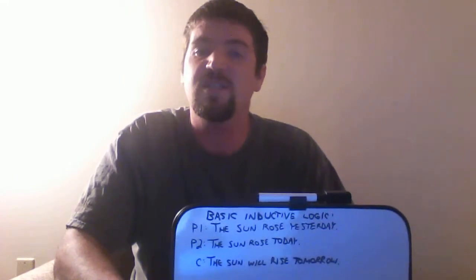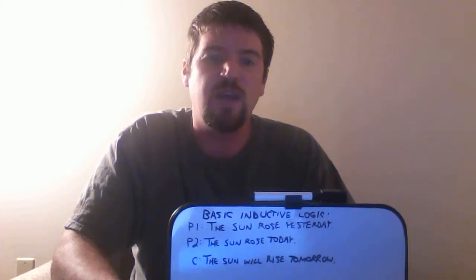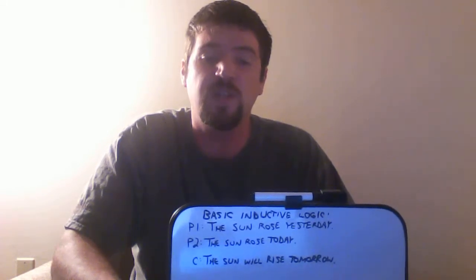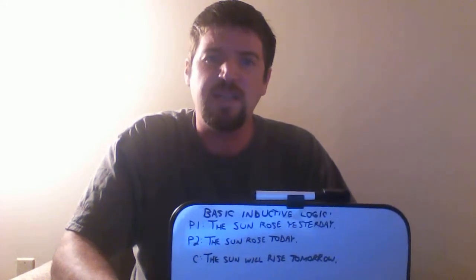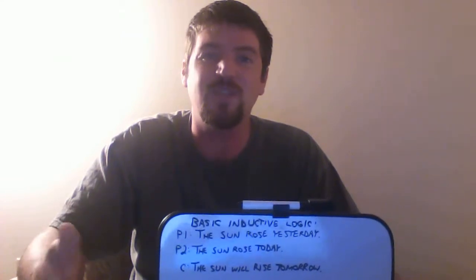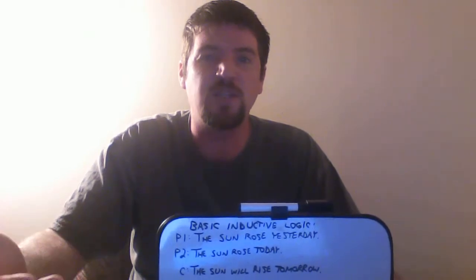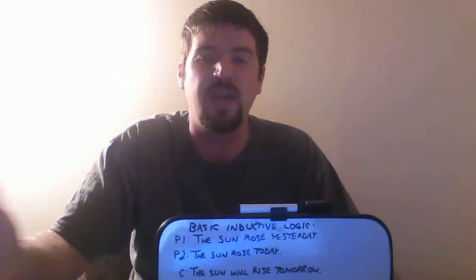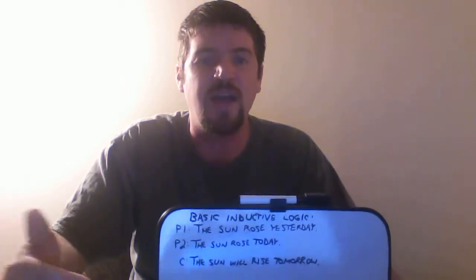Now, we're going to look at a basic inductive argument. This is, again, the classical example. The sun rose yesterday, premise 1. Premise 2, the sun rose today. Conclusion, the sun will rise tomorrow. Now, unlike deductive arguments, this isn't necessarily true. And this classic example is such a great example because what we know of the sun leads us to believe that the sun is someday not going to exist. It will cease to exist. It will go nova, or it will just die.